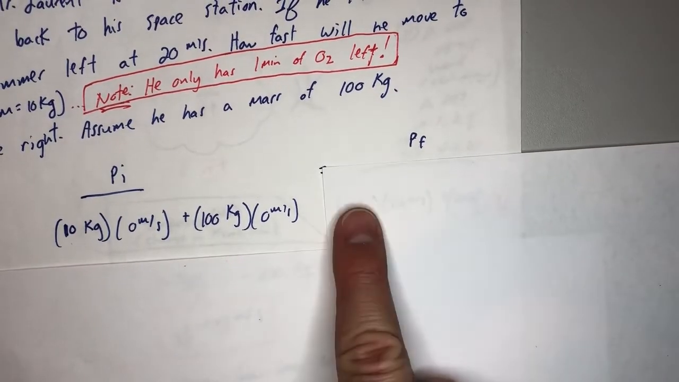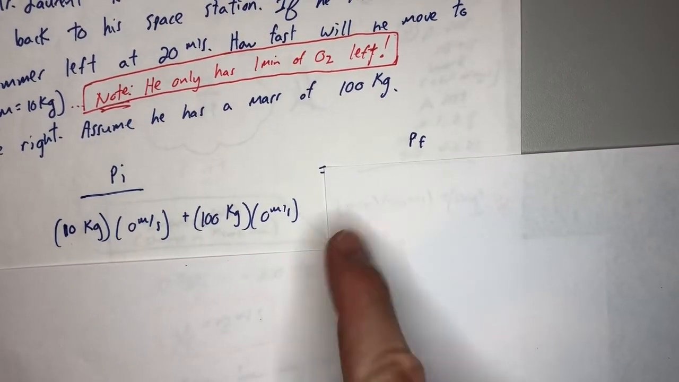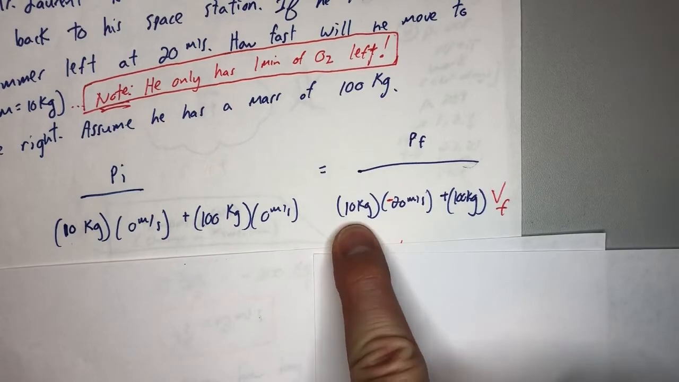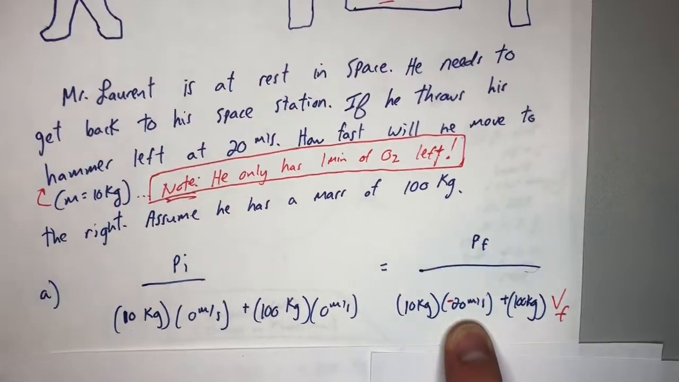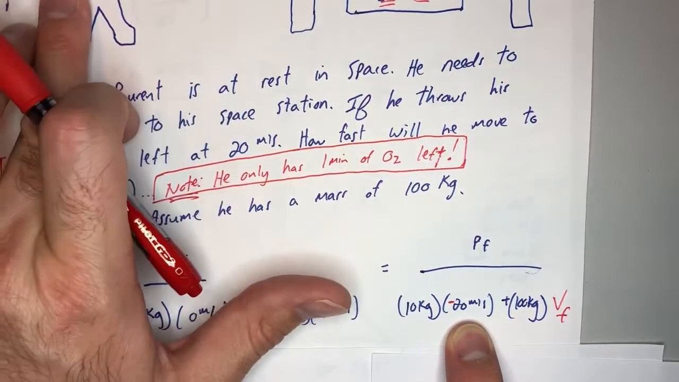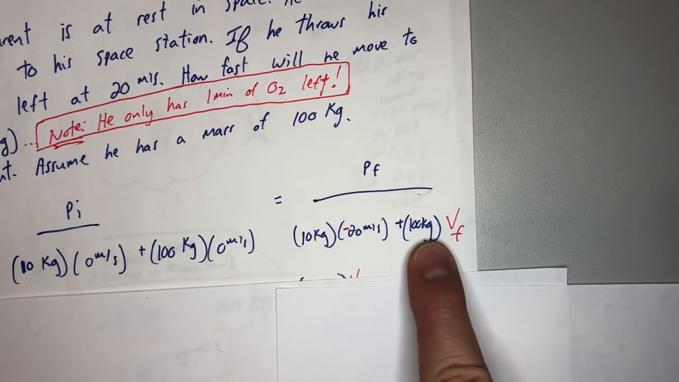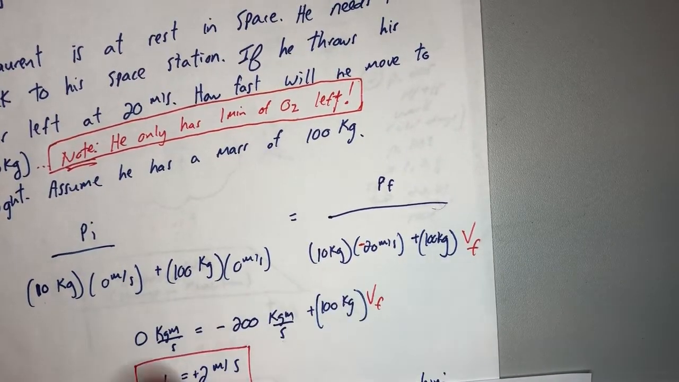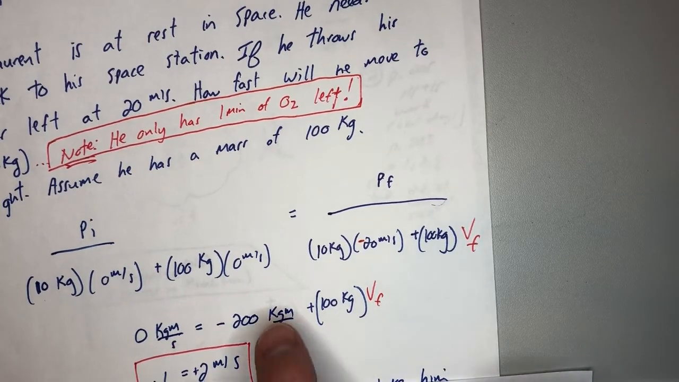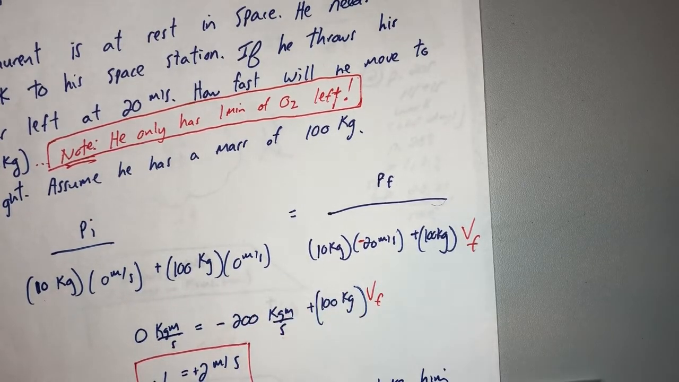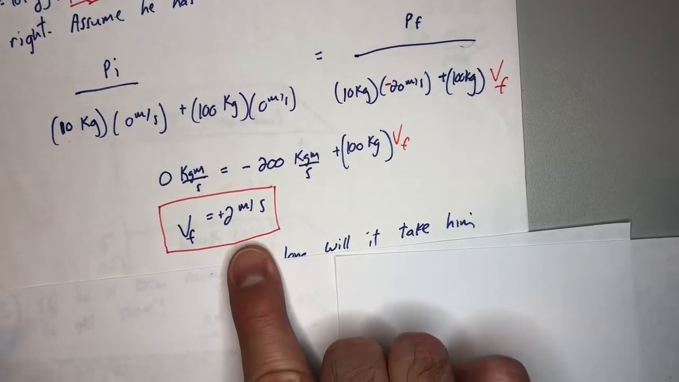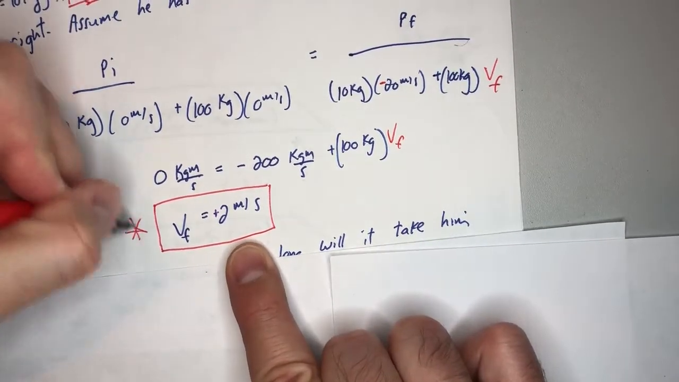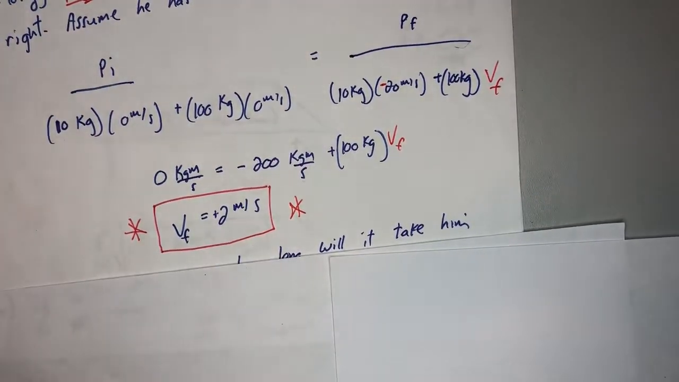So you should have 2 terms over here because the hammer's flying to the left. So the mass of the hammer times its negative 20, because I threw it left. According to my coordinate system, negative is left, plus the mass of Laurent times my final velocity. You do the math. 0 equals that right there. I move that over, divide by 100, and you get that I am moving at 2 meters per second to the right. I know I'm moving to the right because my answer at the end is positive.